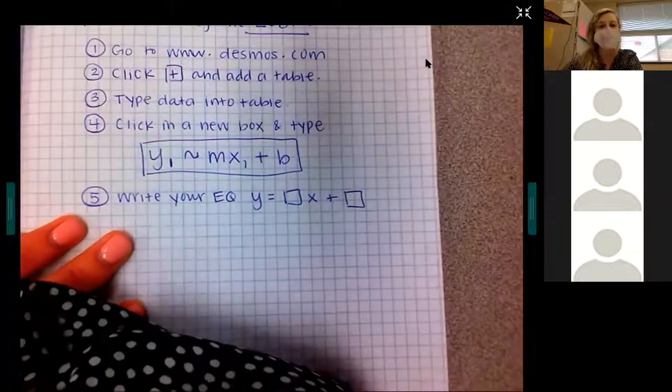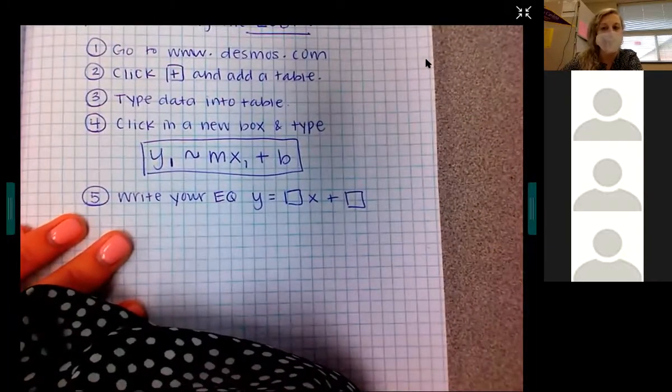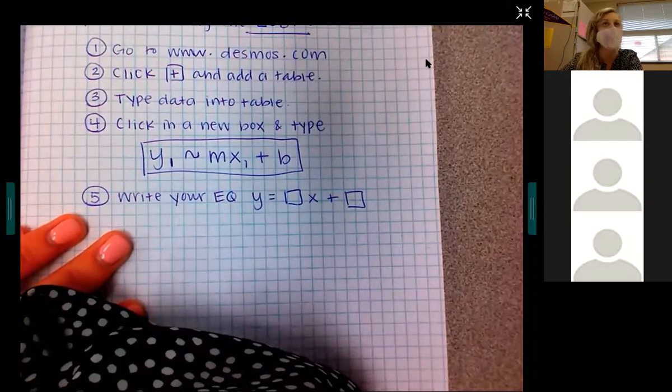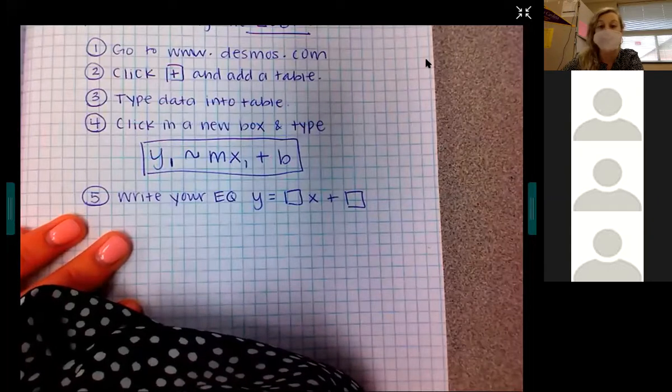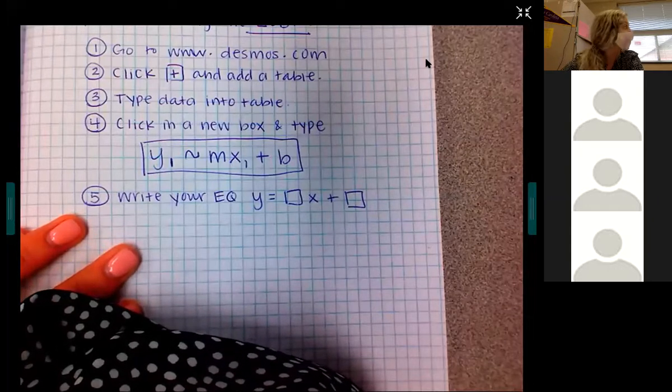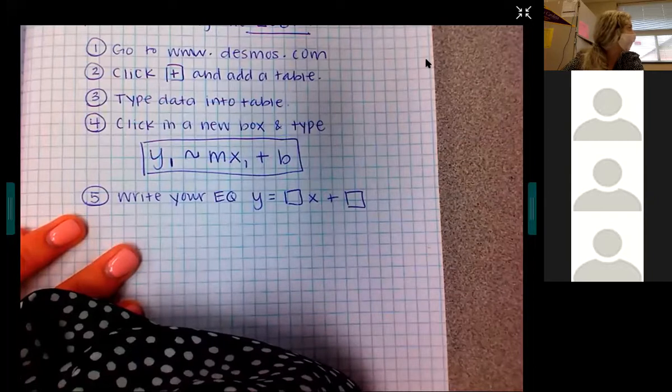In step 5, you should be able to write your equation for the line of best fit. And I put boxes because Desmos is going to give you the M and it's going to give you the B. All you got to do is plug them in. That's it.